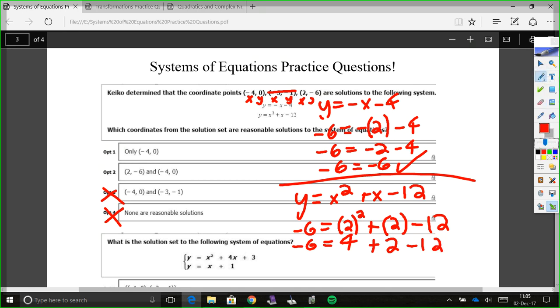Minus 12. Alright, so let's just evaluate. 4 plus 2 is going to be 6. 6 minus 12 is going to be negative 6. So it does work in the first equation. It does work for the second equation. So those 2 points work. So the answer is going to be option 2.